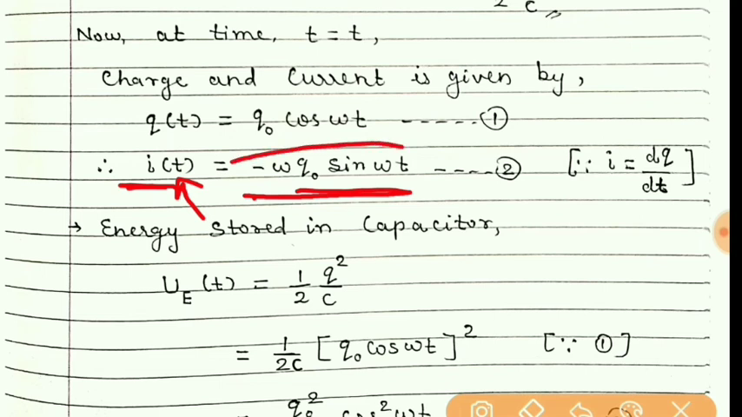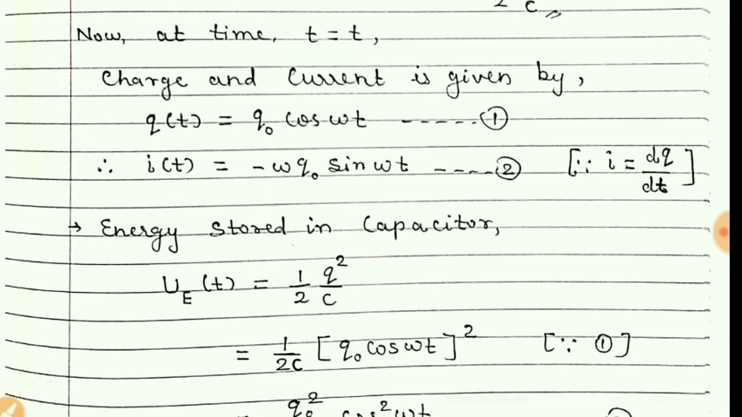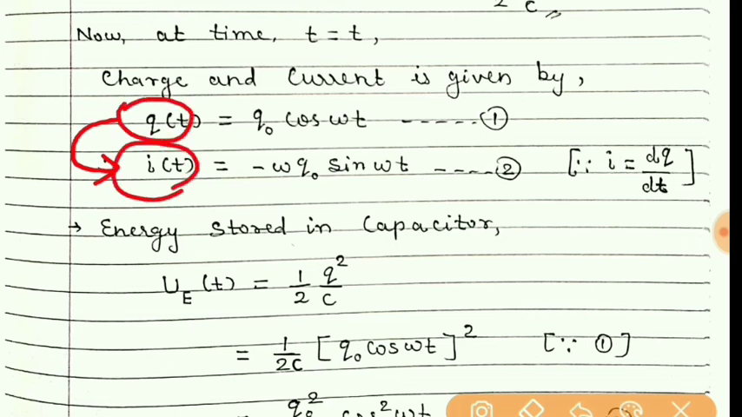How we obtained this equation of current? Because we know that I is equal to dq by dt. So if we differentiate this q with respect to time, we'll get this equation. There is no need to show that differentiation process because earlier I have shown this. So after differentiation of q, we get current I. Let us give this equation number 2.